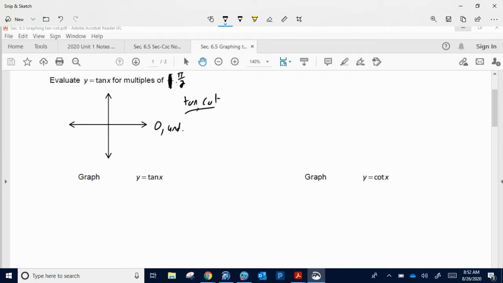At pi over 2, moving straight up and down, vertical slope, tangent is undefined. Cotangent's the reciprocal of that, and it's 0. Going out to pi, your tangent has a 0 slope. Cotangent's undefined. And at 3 pi over 2, your tangent's undefined and your cotangent is 0. So kind of keep those in mind.